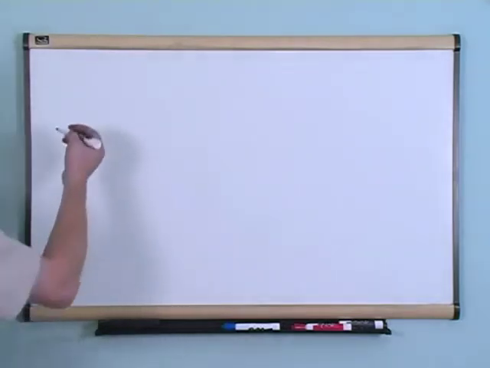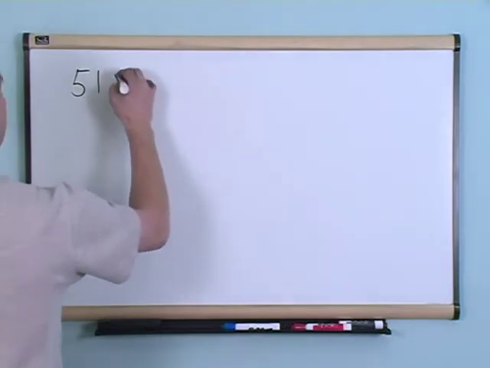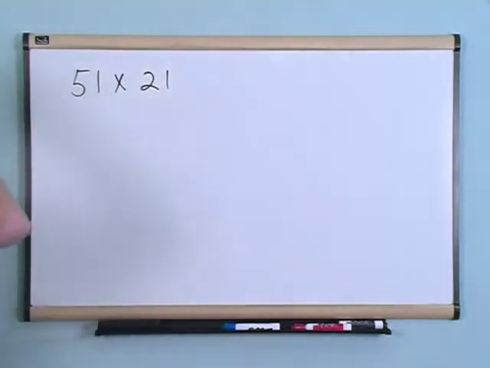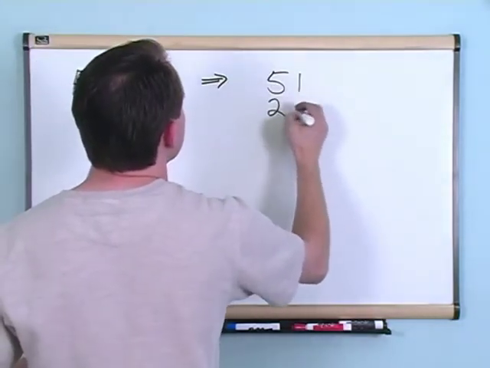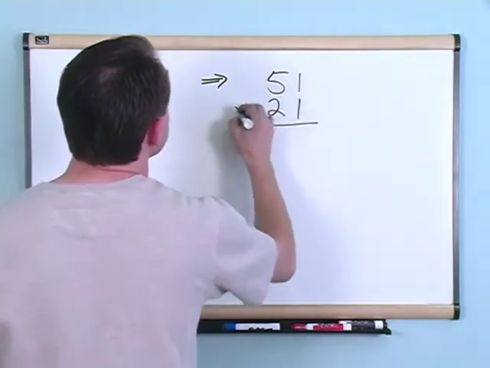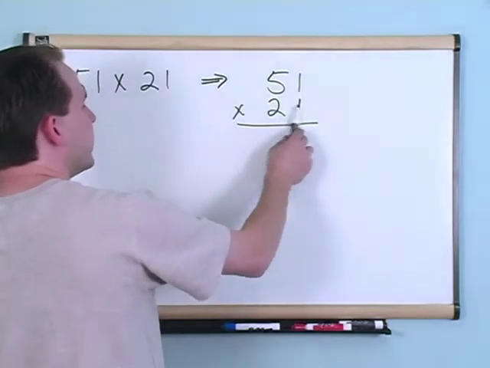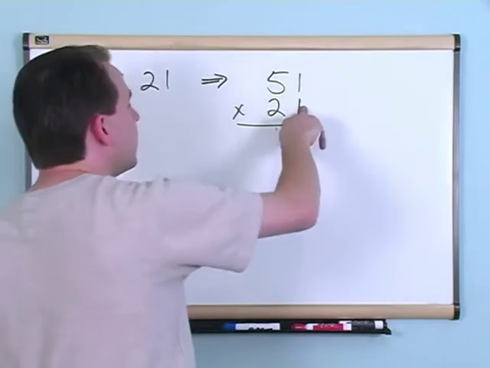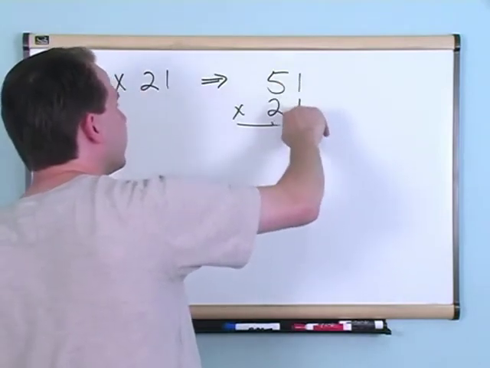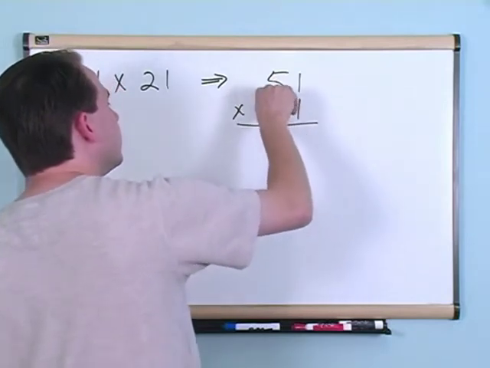Okay, now let's go for something a little bit more challenging. Let's say you have 51 times 21, okay? So let's go ahead and write the bigger number on the top, 51, and we'll write 21 on the bottom, like this, okay? Now, the only difference between this problem and the last is that this number on the bottom is 2 digits long, okay? So what you're going to do is start by multiplying these numbers here, just like before, and then after that you're going to multiply these numbers, okay? So let's go ahead and do that.